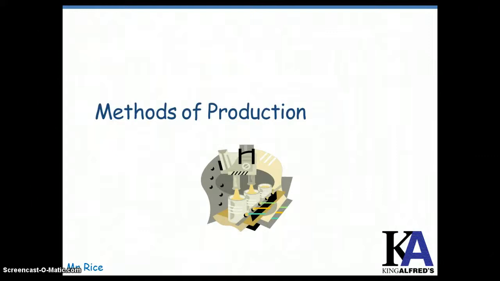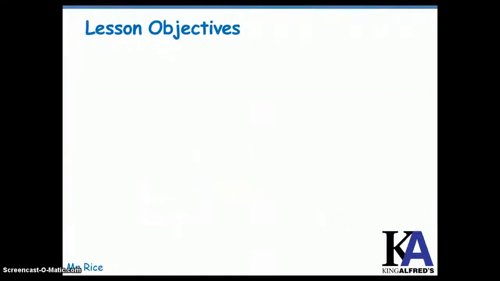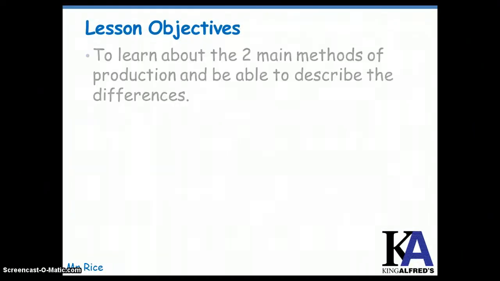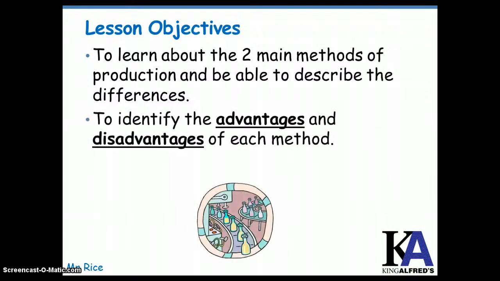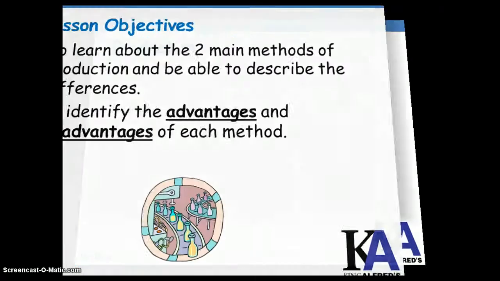So first of all, we'll look at the methods of production. The objectives for today are to learn about the two main methods of production and be able to describe the differences. Also, we need to identify the advantages and disadvantages of each method.